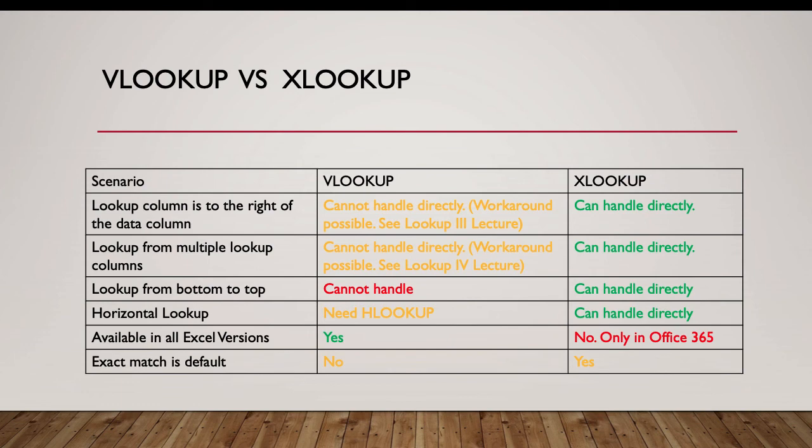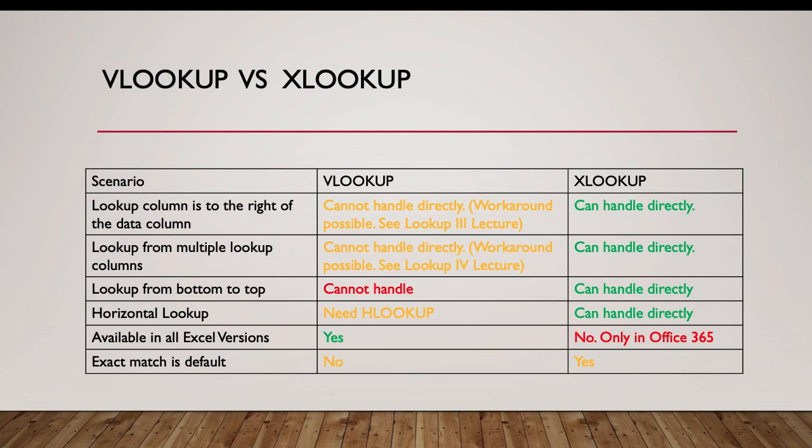A second scenario is a lookup from multiple lookup columns. Again, VLOOKUP cannot handle it directly. However, a workaround is possible, as I've covered in my Lookup 4 lecture. XLOOKUP can handle this scenario directly. All you need to do is, instead of the lookup array, you need to give an array which is basically the concatenation of the different arrays where the lookup needs to happen. Similarly, use a concatenation for the lookup value.